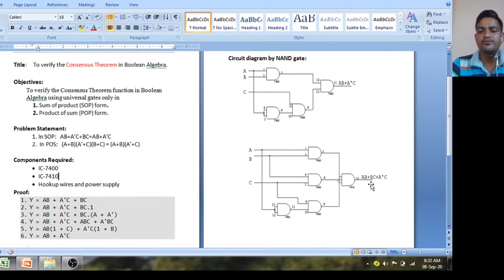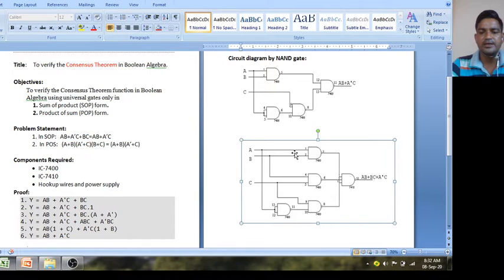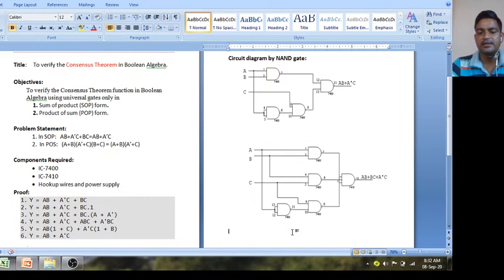Similarly, for the 3 input NAND gate, now we are implementing the left hand side. There are 3 AND gates, and again it is in AND OR form, so you can replace AB plus A dash C plus BC by NAND gates. This for the first AND gate, this for the second AND gate, this for the third AND gate, and this is for the OR gate. And again one NAND gate is coming because there is A dash. So this is your right hand side circuit.